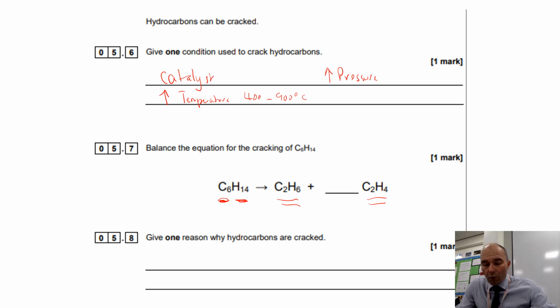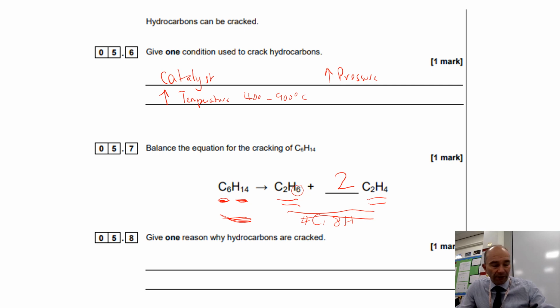Now, we've accounted for the ethane, so we need to take 2 from the 6 carbons. So we've got 4 carbons left. We take the 6 from the 14, and that leaves us with 8 hydrogens. Now, if we look at the formula for ethene, it's C2H4. Well, the only number we can put in here to balance this would be a 2. So we now have the same number of carbons and hydrogens on the left as we do on the right.